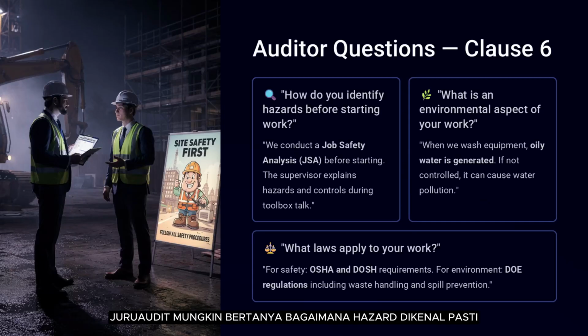Auditors may ask how hazards are identified before starting work. A typical answer would be that hazards are identified through job safety analysis, or JSA, before work begins. Supervisors explain hazards and controls during toolbox meetings.